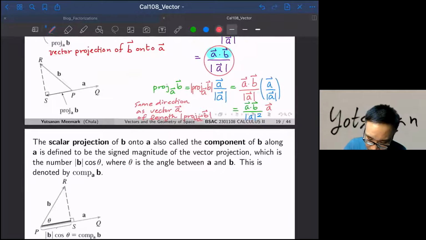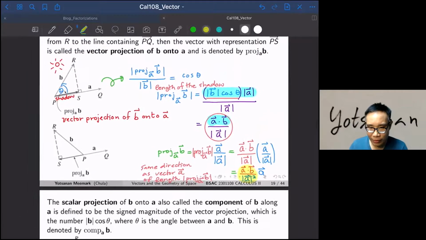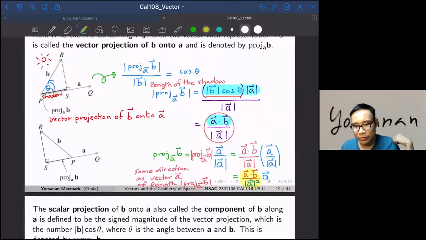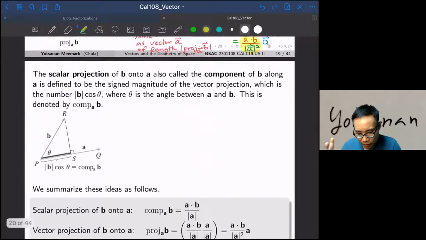It's going to be the red guy, A dot B over norm A squared, and you have vector A like this. The yellow guy, this part, is a scalar. It's kind of difficult stuff; however, it's not that difficult to understand. The thing that you will need is just two things.